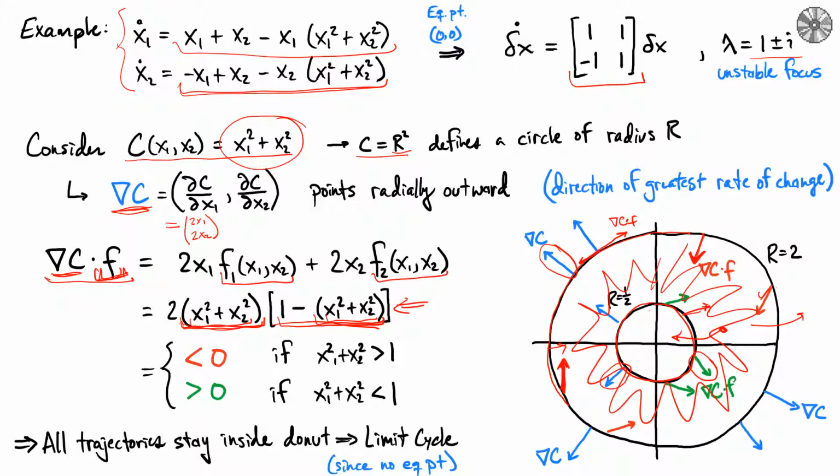And so that implies that there must be a limit cycle or an equilibrium point inside that annulus. But since we already know that the only equilibrium point is right here at the origin, that means that there must be a limit cycle for this particular system.